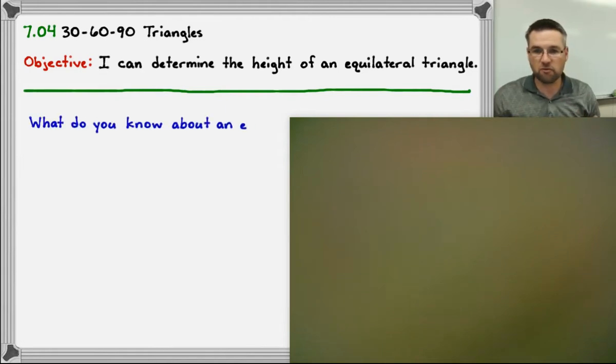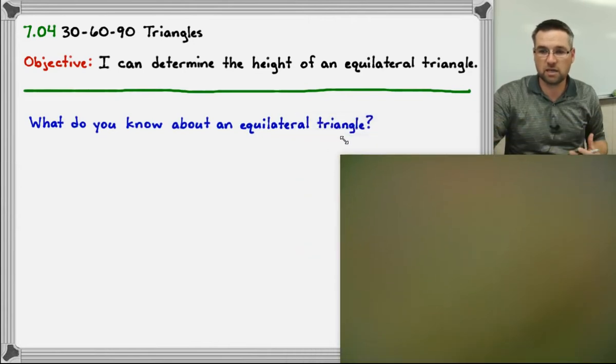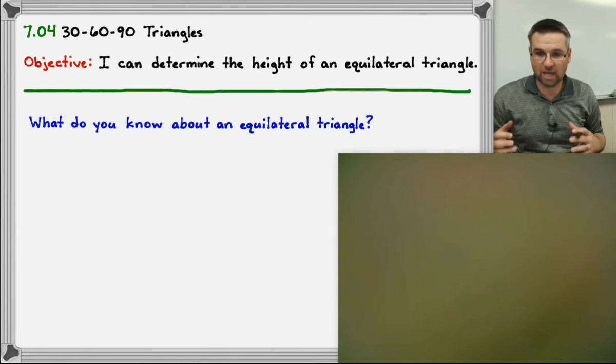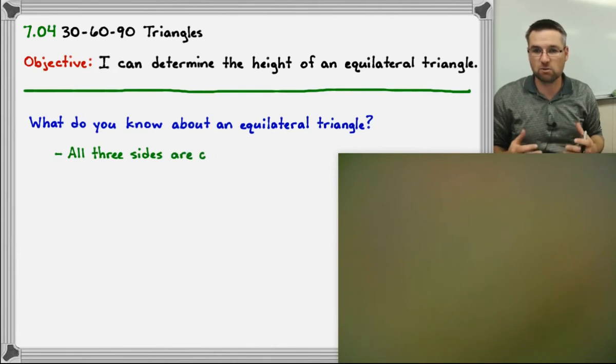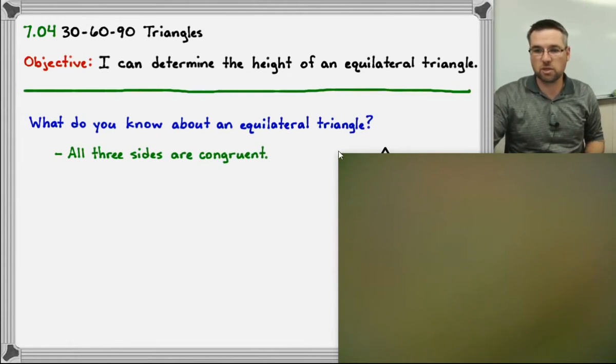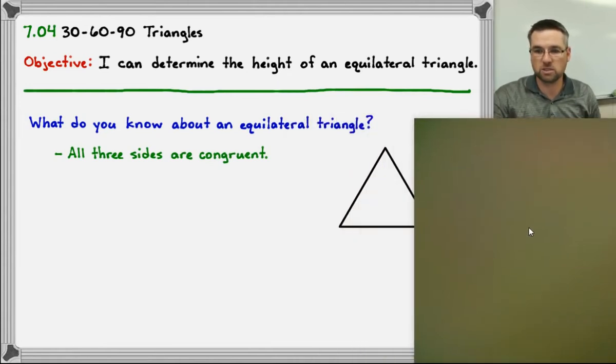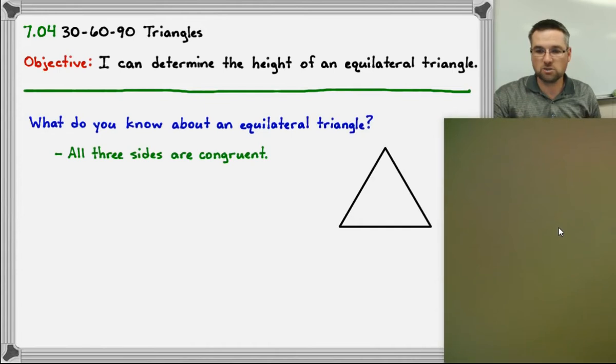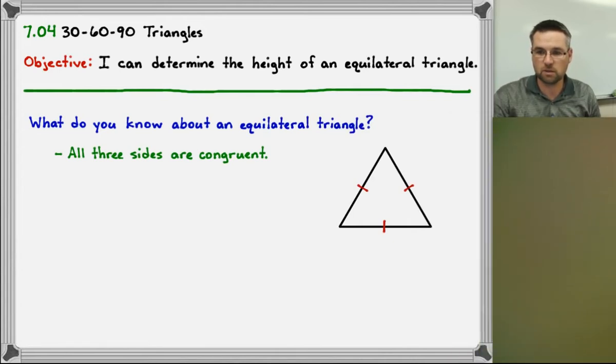So first thing, before we actually get into 30, 60, 90 triangles, we have to understand what an equilateral triangle is. So what is an equilateral triangle? We should all be pretty familiar with the idea of an equilateral triangle. An equilateral triangle is a triangle with all sides congruent. I've got to get my camera out of the way here so we can see this. But all sides are congruent. That's the definition of an equilateral triangle, okay? All sides are congruent, okay?